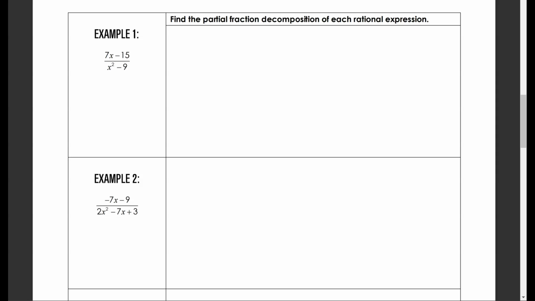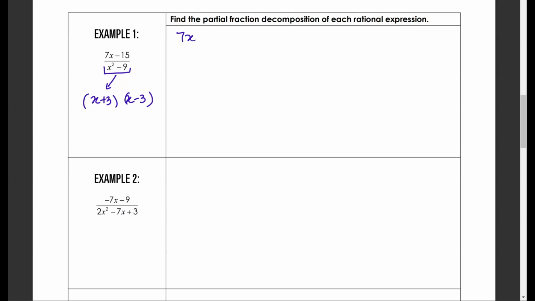We'll do 2 examples, and then I want to pause and give you an opportunity to attempt it on your own, and then I'll write out some answers. All right, so let's take a look at this first example. Notice that x squared minus 9 is the same thing as x plus 3, x minus 3.